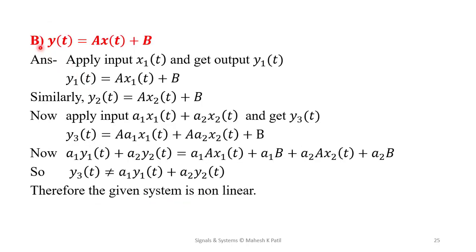Consider the next system: y(t) = A x(t) + B, where capital A and capital B are constants. Here you apply input x1(t) and get output y1(t), so that y1(t) will be A x1(t) + B. Similarly, apply input x2(t) and get output y2(t). So y2(t) is equal to A x2(t) + B.